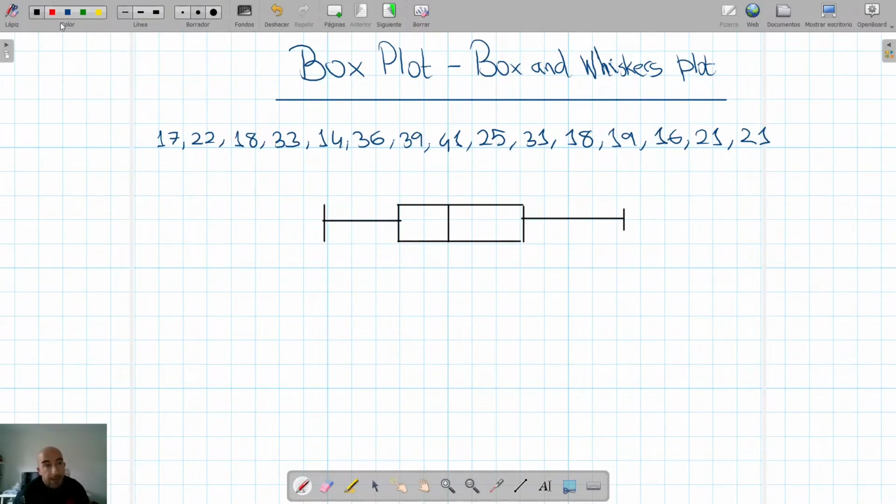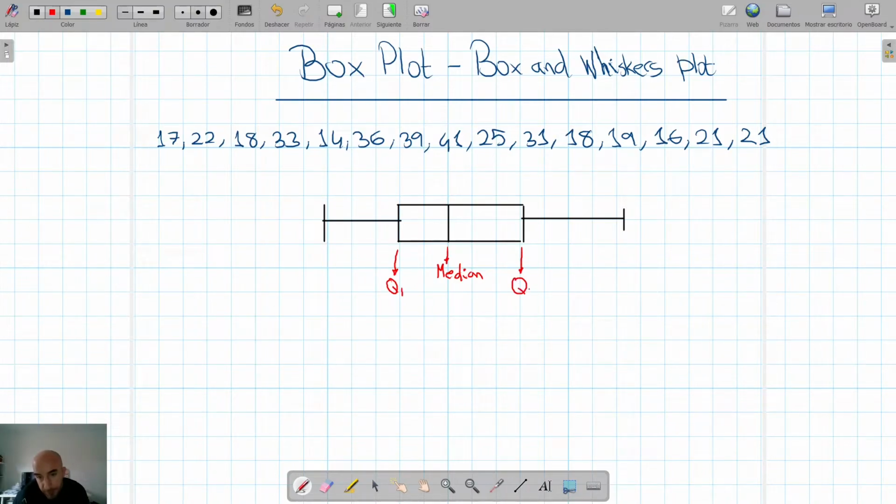The first thing you must know is that this line over here represents the median. Remember that the median is the number that leaves the same number of data to the right and to the left. It's the center data if you order it from smaller to greater.